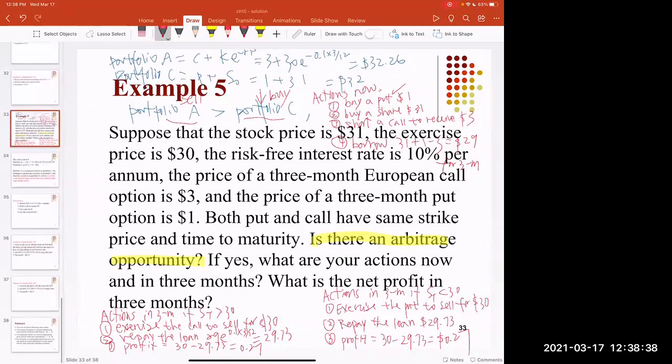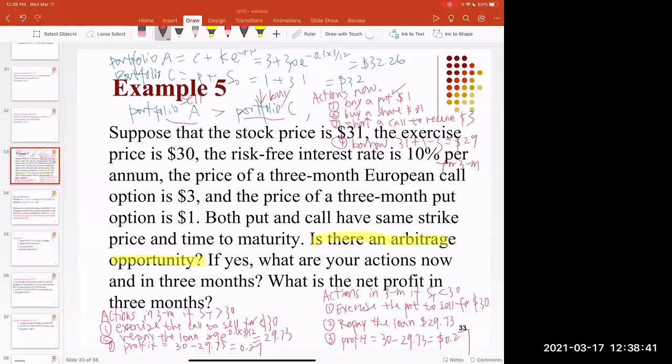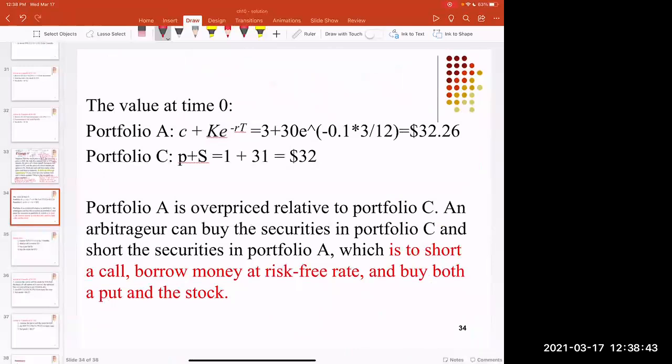So I'm going to show you the procedure, what I did. First, figure out the value at time 0. In your assignment, you can do it this way. First, show the value at time 0, and then figure out the value of portfolio A and portfolio C, and compare these two values. If not equal, then see which one is higher. Higher means overpriced. Then the arbitrageur can buy the security in portfolio C and short the security in portfolio A. So consider the security in each portfolio, so you have a strategy for today.